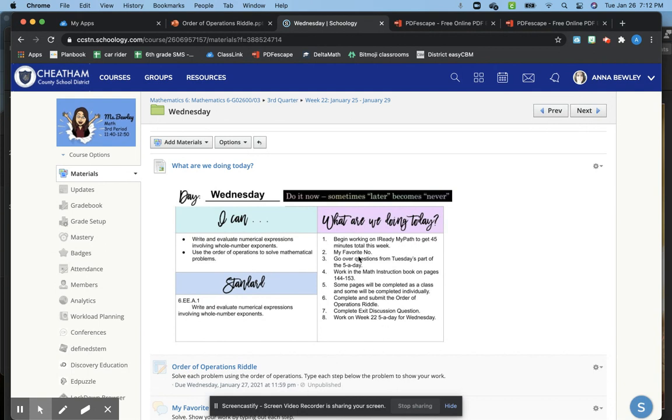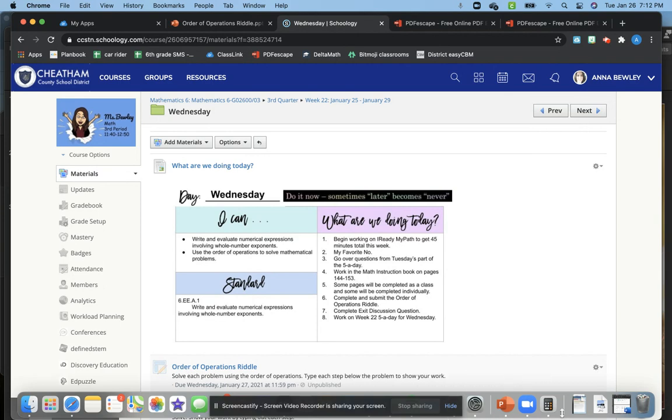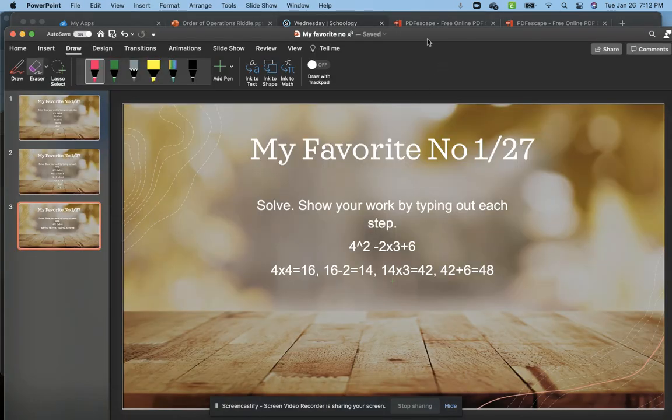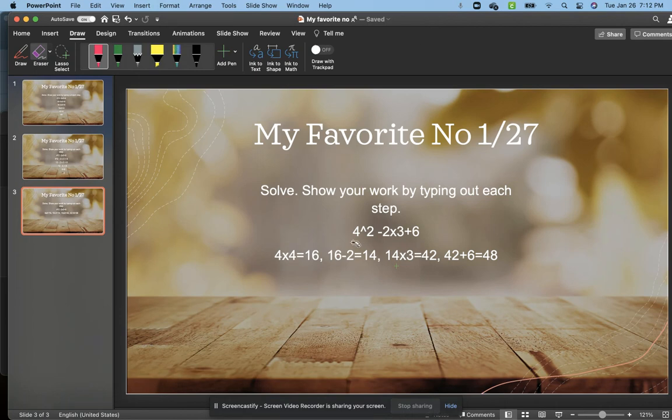The next thing we're going to do is look at my favorite no. So let me get that pulled up. My favorite no, yesterday our question said to solve and show your work by typing out each step. Remember, this caret is kind of like an arrow pointing up to show that anything after it is going to be an exponent. So this is the same as saying 4 squared minus 2 times 3 plus 6.